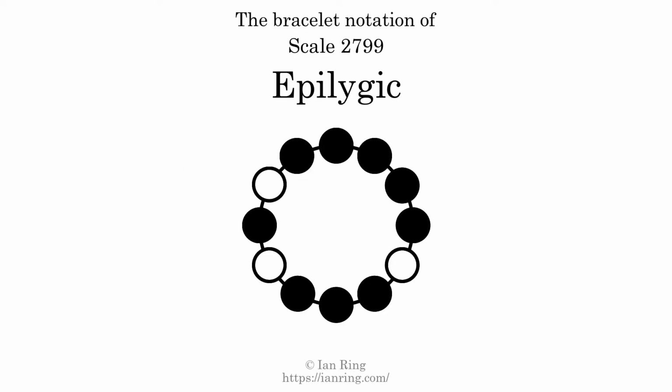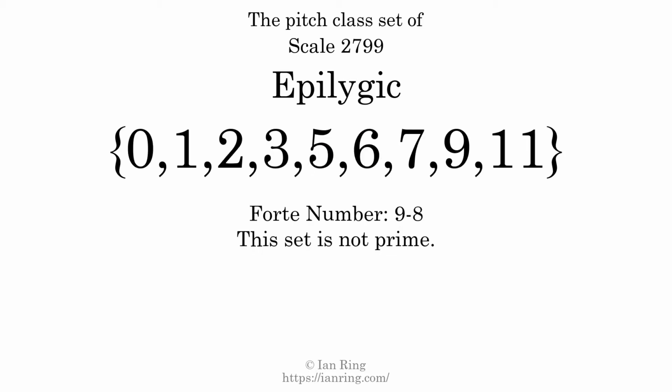This is a bracelet notation diagram of scale 2799. The shaded circles represent tones that appear in the scale, and they are read clockwise, starting at the top. The pitch class set for this scale is 0, 1, 2, 3, 5, 6, 7, 9, 11.